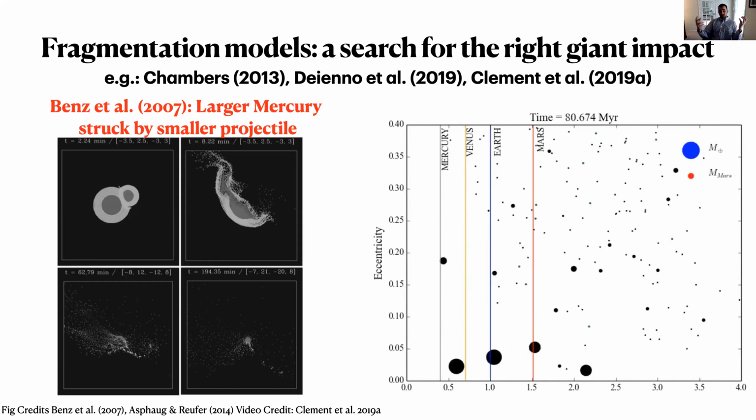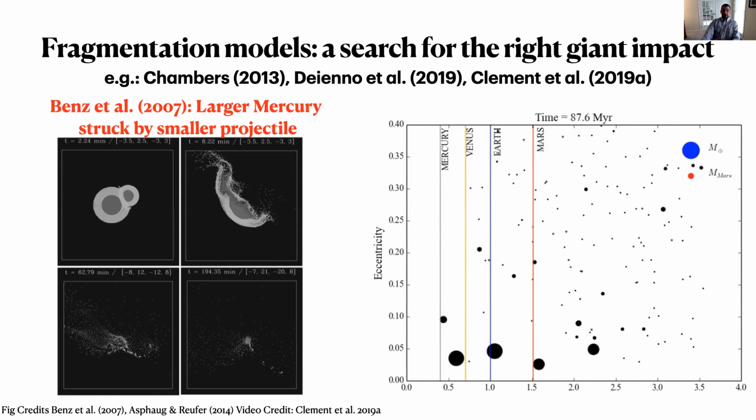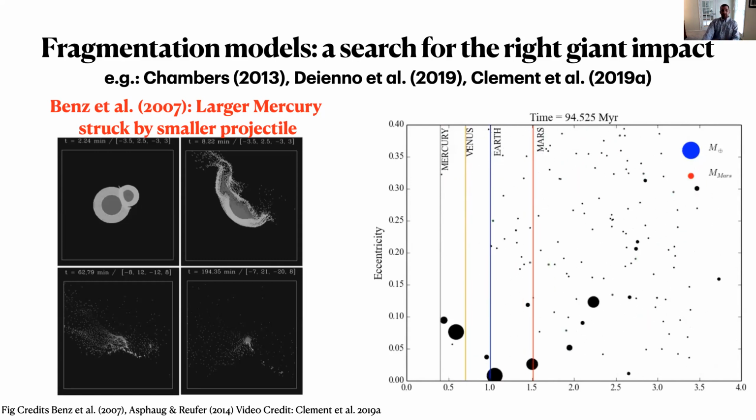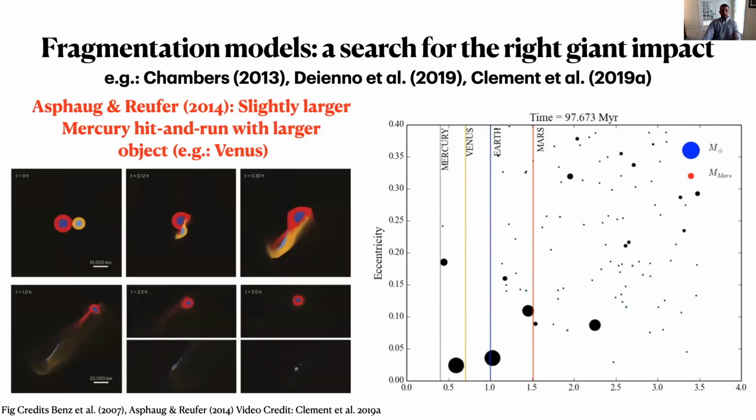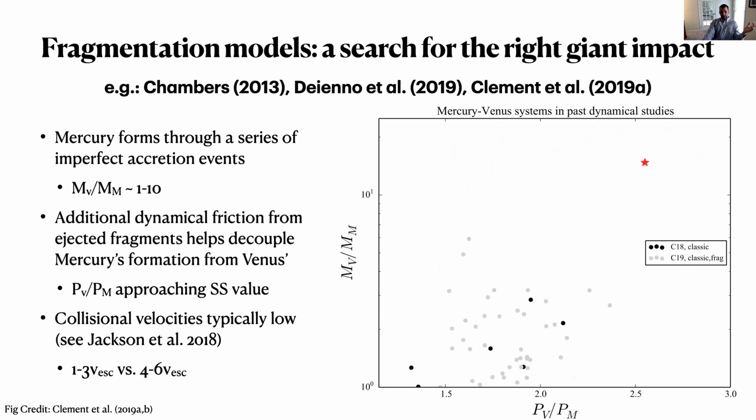Either Mercury is the target that gets hit by a smaller projectile, thus eroding the majority of its once large silicate mantle, or Mercury is the projectile and undergoes a hit and run collision with a larger object, presumably proto-Venus or proto-Earth, and goes on to reaccrete from the disrupted material in a manner such that it attains a large core mass fraction. So obviously, these types of simulations aren't necessarily tuned to specifically generate the ideal impact geometries that we think will give us a good Mercury forming impact.